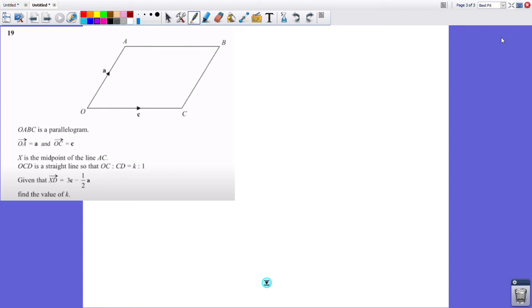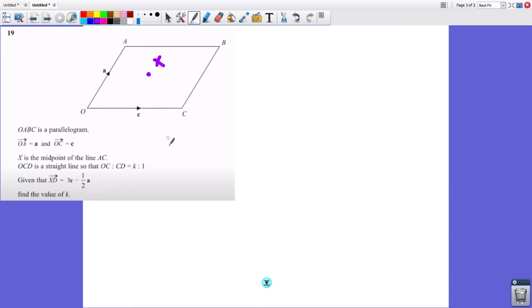Here's what is clearly a vectors question. It involves a parallelogram. OA is equal to vector A and OC is equal to vector C. X is the midpoint of line AC, so I can just put, roughly speaking, X here, which is halfway between A and C.